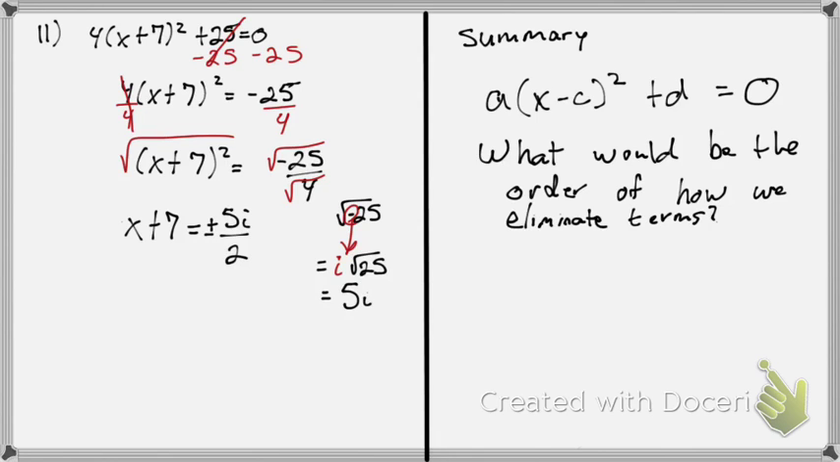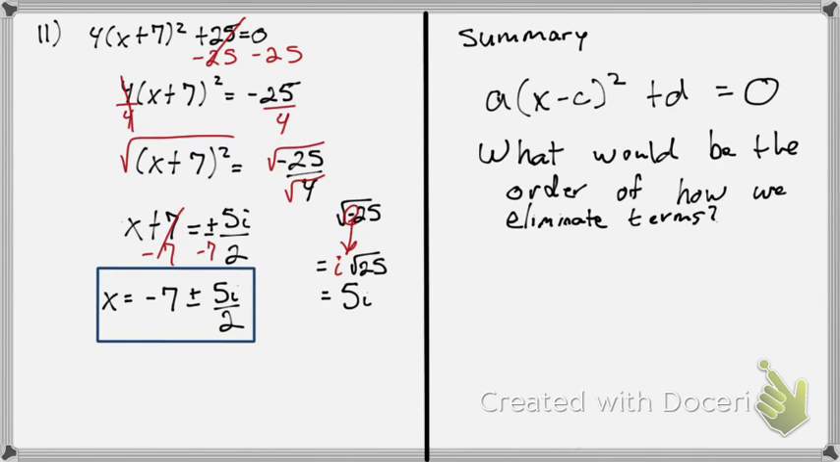And again, we still have our plus or minus. To get x by itself, we're going to subtract 7 on both sides. x = -7 ± 5i/2. And that's going to be our final answer.